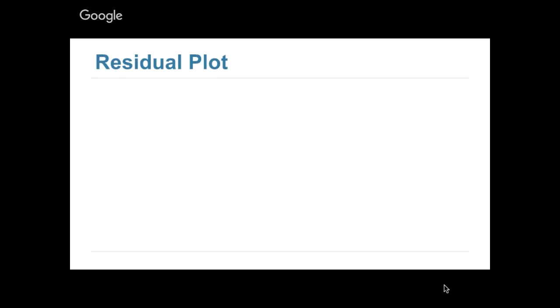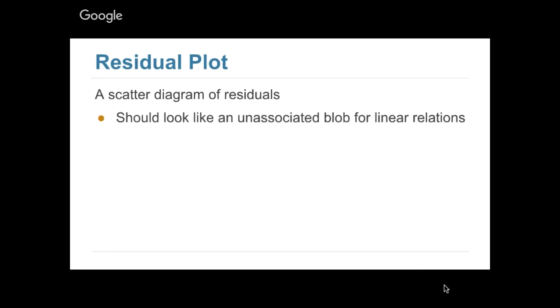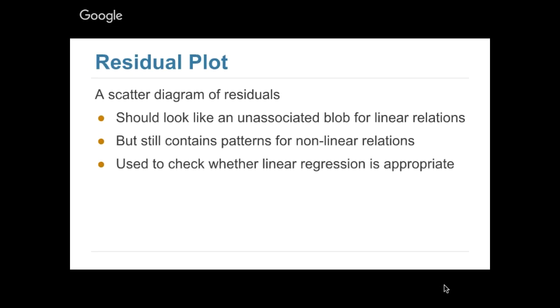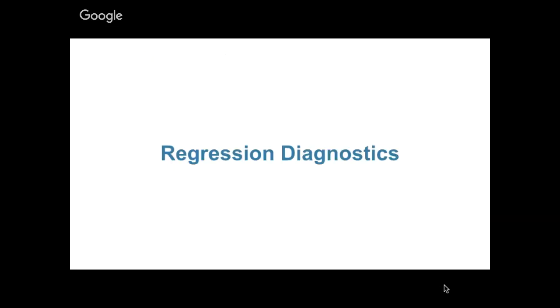If your points look roughly linear, then you can just fit your line. After that, another way of diagnosing whether your points follow a linear pattern or not is to plot your residuals. A scatter diagram of residuals should look like an unassociated blob for linear relations. So if you plot those residuals, you should see a random pattern, more or less. If your data don't follow a line or follow a curve instead, you'll see some patterns in that residual plot. That'll give you a signal that maybe a linear fit is not the best thing to do. Okay? So let's talk some more about that.